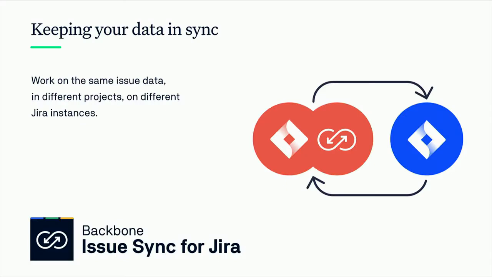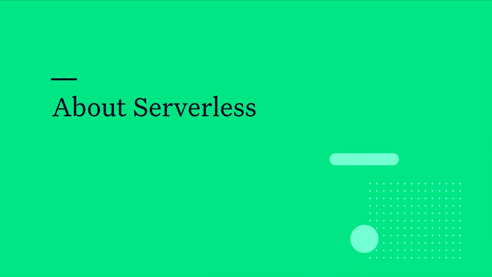I'm working on Backbone Issue Sync, and we are the guys to keep your issue data in sync between different Jira instances. So that means if you connect two Jira projects and you want to work on the same data but in different instances, we synchronize the changes between the projects. And we brought this product to the cloud some while ago, and we're using serverless functions to synchronize any change between the two Jira projects. Before I start to share the best practices with you, just a quick recap about what serverless actually is.